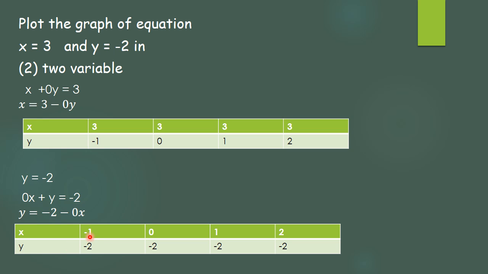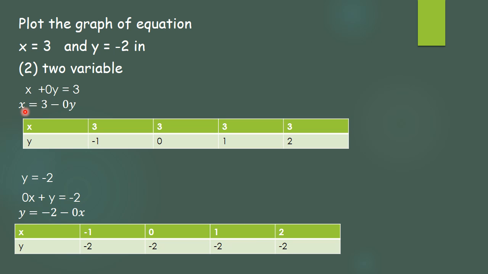Now x is minus 1, 0, 1 and 2, that we will take and try to find out the values of y. First, replace x as minus 1. Minus 1 multiplied by 0 will be 0, and minus 2 minus 0 will be minus 2. Similarly, when we go for x is 0, we will get y is also minus 2. For x is 1, y is minus 2, and x is 2, y is minus 2.